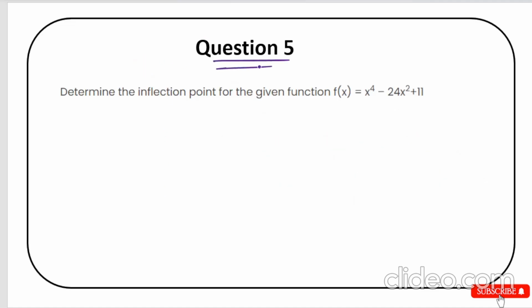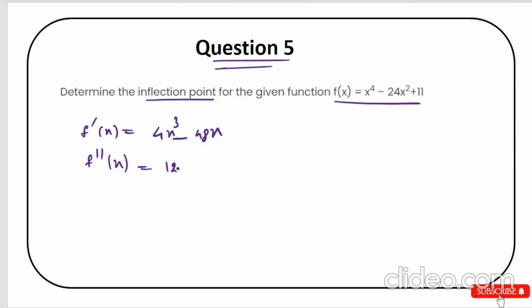Now this is an important question which says determine the inflection point of the given function. Now I'll show you how to check for an inflection point. You have this function. For inflection point, find out this, 4x cubed minus 48x, right? Here you have x to the power 4, 4x cubed minus 48x. Now find out the double derivative. What will that be? This.